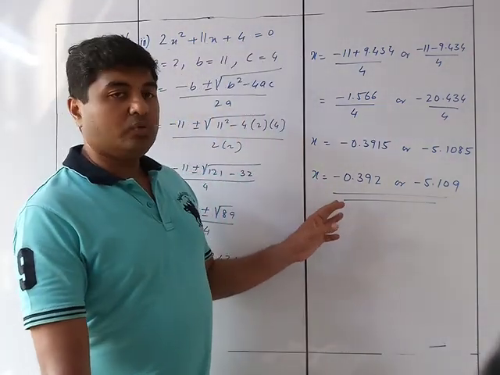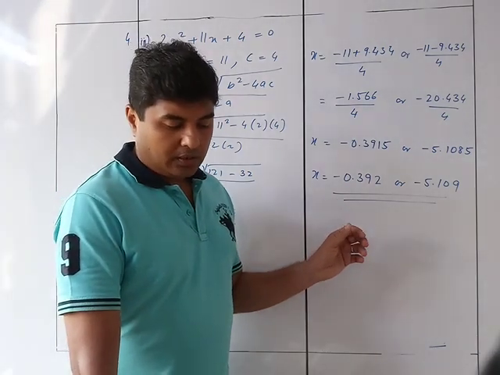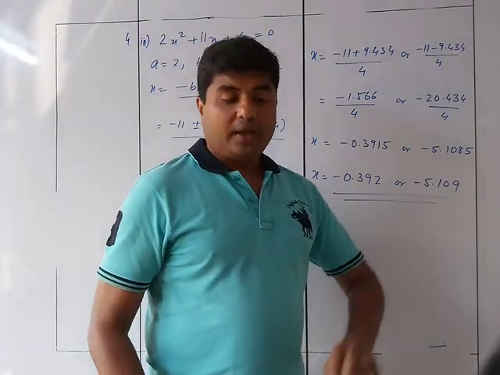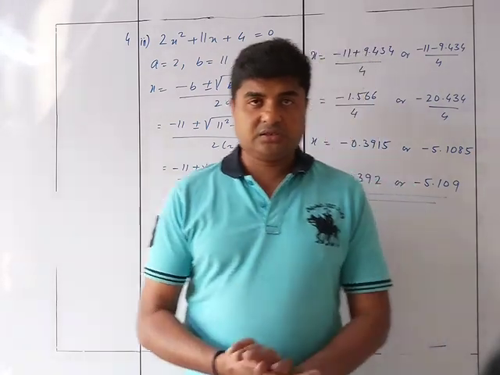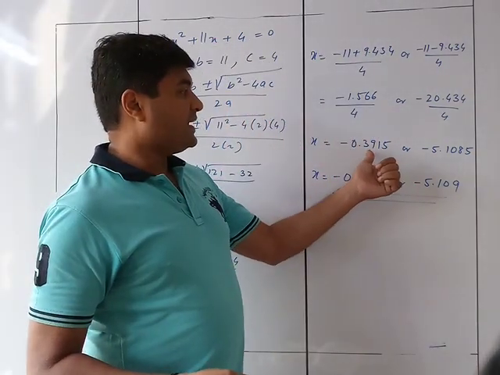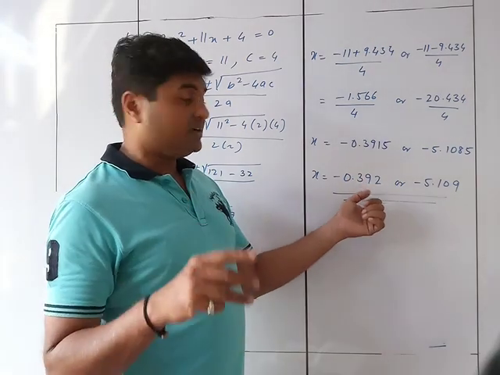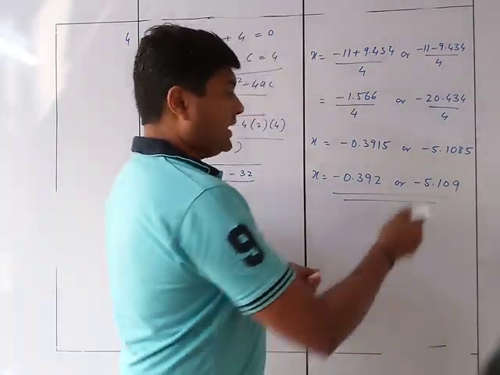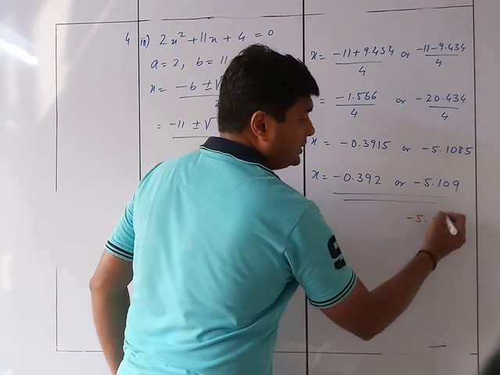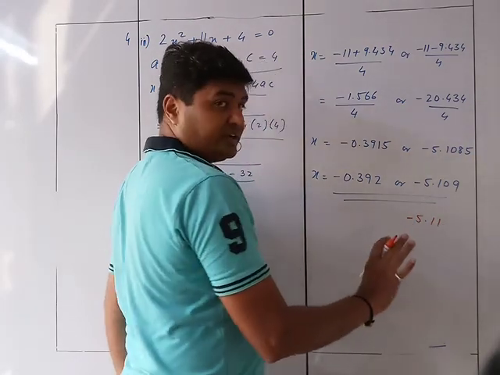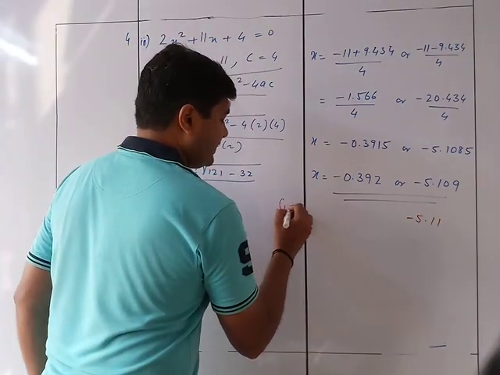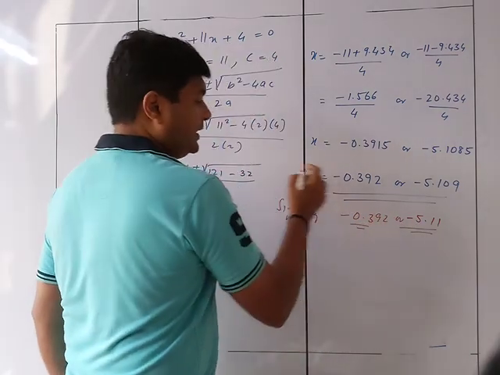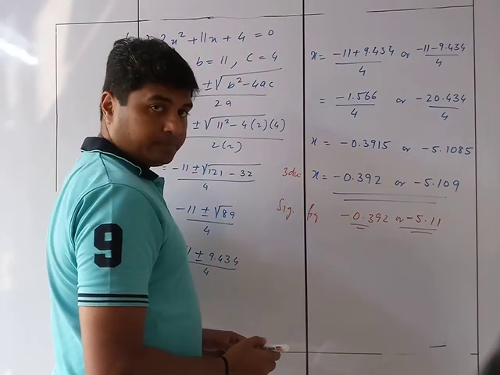Sometimes they also give you questions in which, instead of decimal points, they give you significant figures. Now if it is 3 significant figures, then over here the answer would have been the same, because the 0 cancels out, so it would be 392. But in case of significant figures, the answer would have been minus 5.11. You get 3 figures each, 3 significant figures. Over here, if it is significant figures, then it will be minus 0.392, or it will be this one. But here it is 3 decimal points. So for 3 decimal points, it is this way.